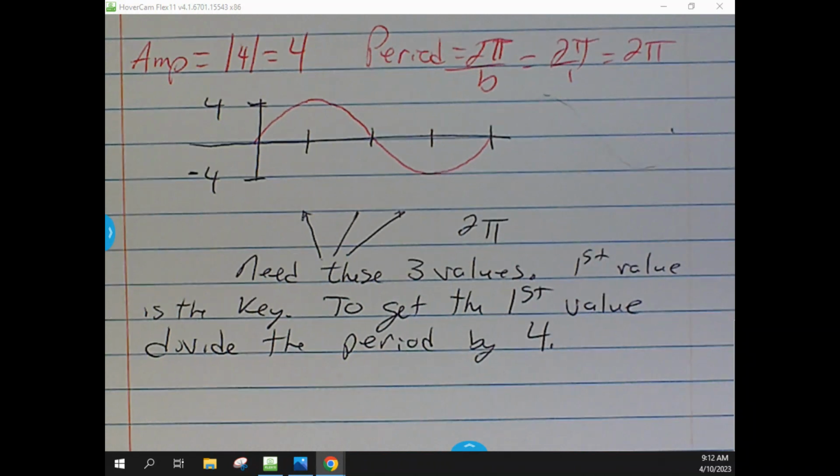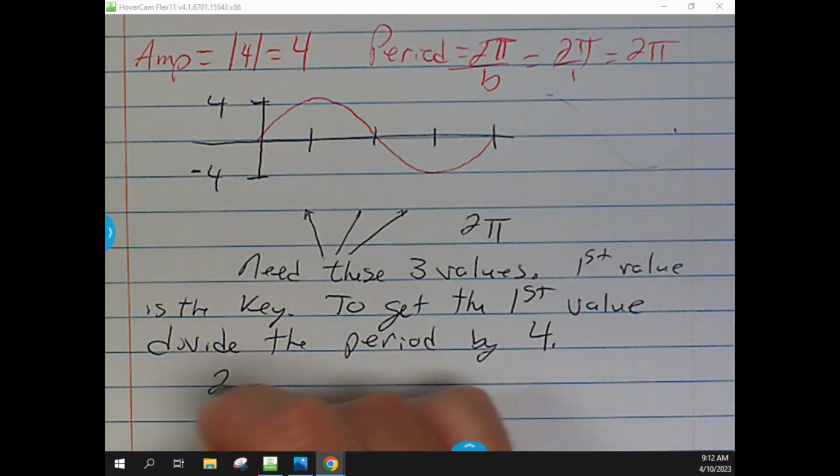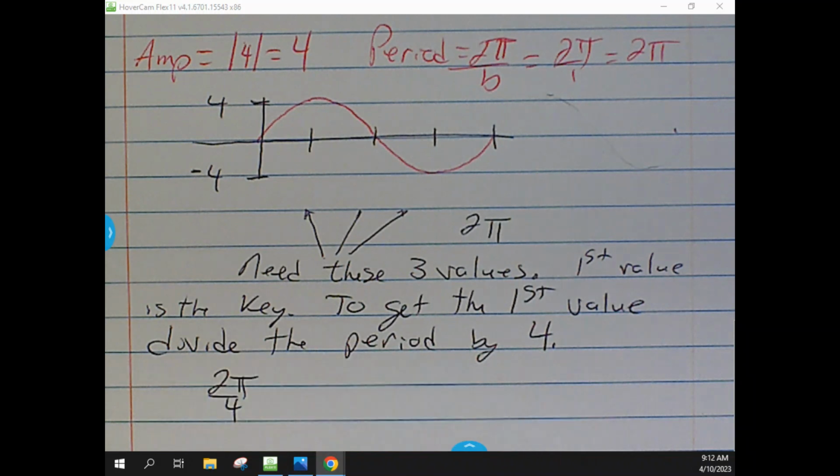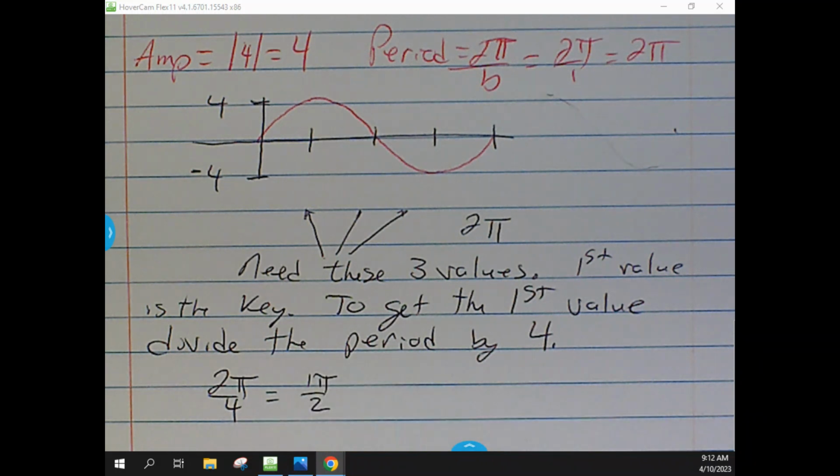Now, the good thing is when we do this one, the way it's going to work out, and it doesn't always work out this way, when you get into pre-cal and start digging into these a little bit more, it may not always work out perfectly. But the way we've got these set up, we take 2 pi and divide it by 4. If you simplify that, that's just 1 pi over 2, right?